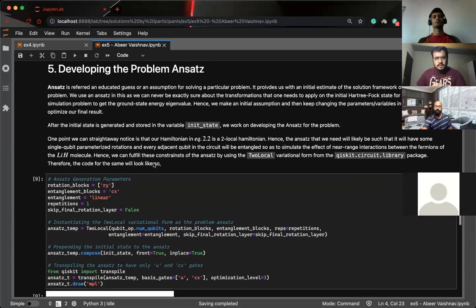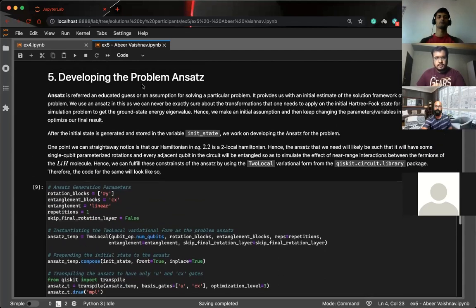Then finally, since we want to optimize this particular qubit Hamiltonian to get the ground state energy, we define something known as a problem ansatz. An ansatz is basically an educated guess or an assumption that we make in order to try to figure out the structure of the interactions that are happening in a certain quantum system, right?